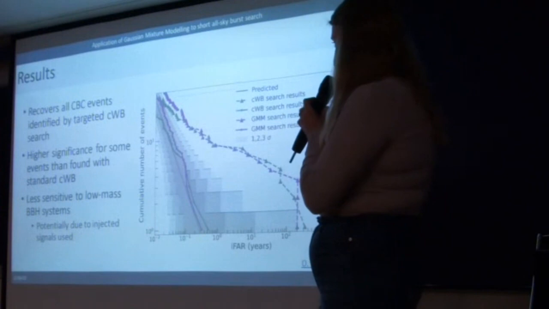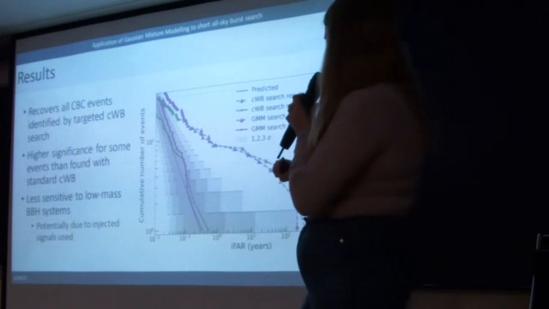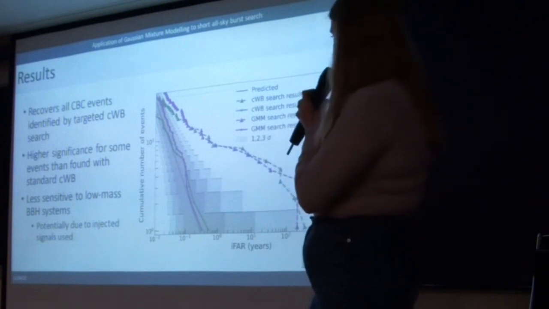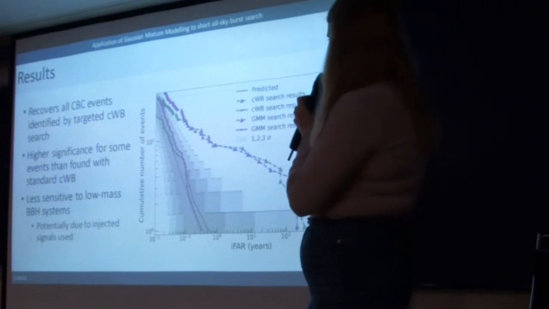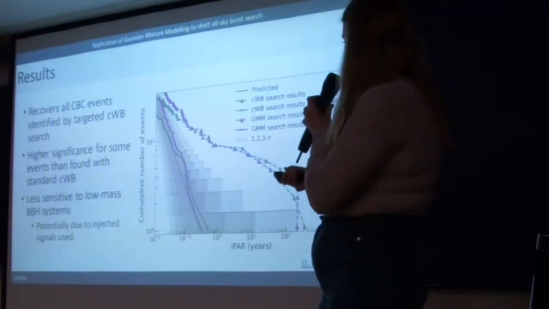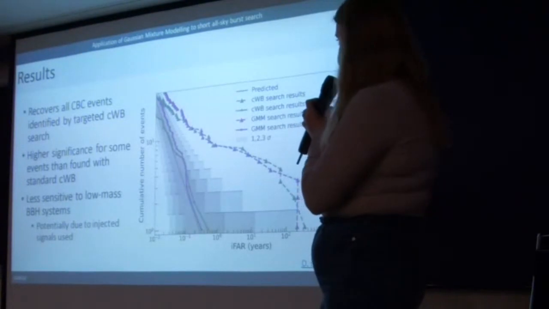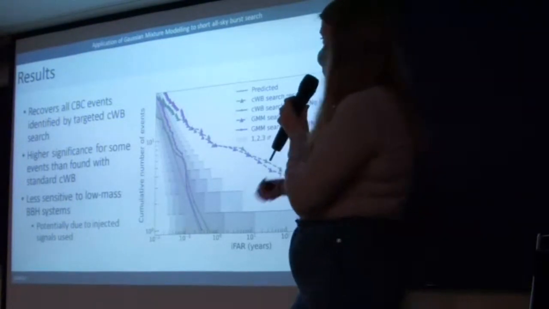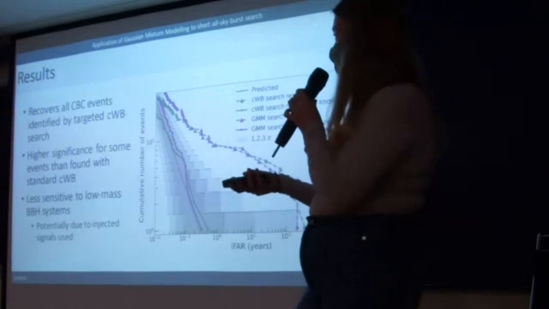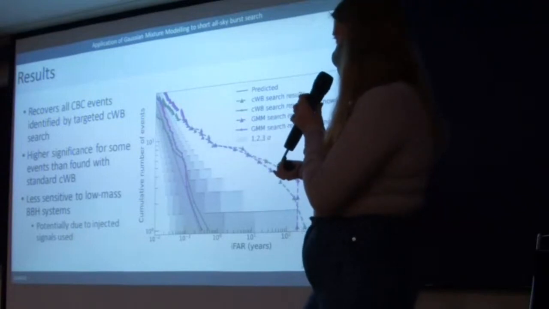These are the results for the standard O3A data. We have the cumulative number of recovered events for CWB alone in green, and then CWB plus GMM in purple for a range of IFAR values. The main thing to note here is that we recovered all the CBC events identified by the targeted CWB search.